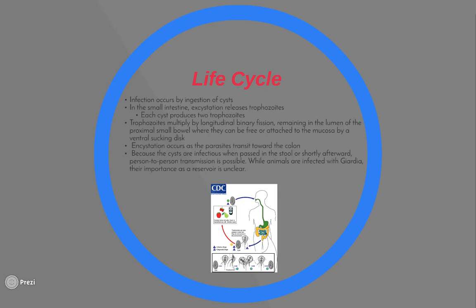Because the cysts are infectious when passed in the stool or shortly after, person-to-person transmission is possible. So that's why it's so common and more likely to be passed person to person, because it is very infectious in the stool, and that's why the stool has so many cysts, the billions of cysts that are present in 1 day of feces.